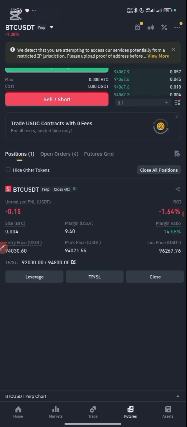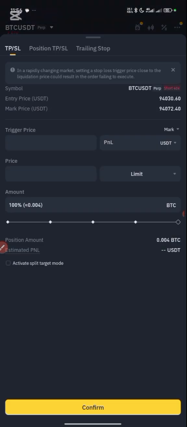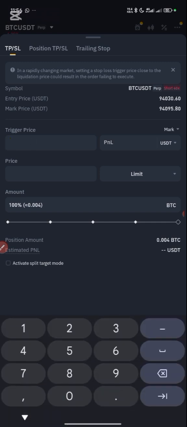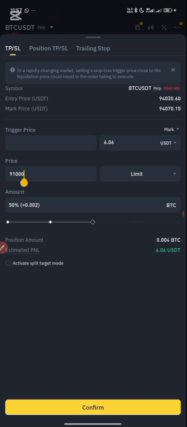So this SL or TP, let's say our final TP is at 92,000. If you want to take some of your profits, maybe you won't be online, I want to sell break even, like you should take some of your profit if it reaches $91,000 for, sorry, for Bitcoin. So you set your trigger price here. So this is it. That means we'll be taking 6.06 USDT profit off when it reaches $91,000.